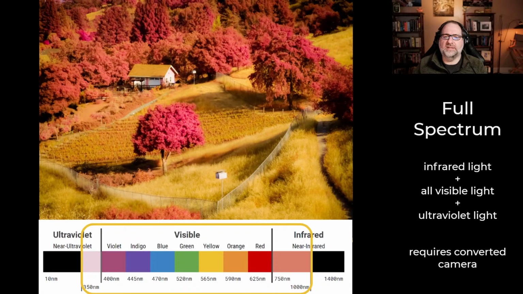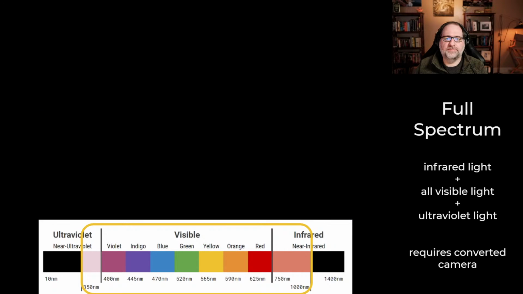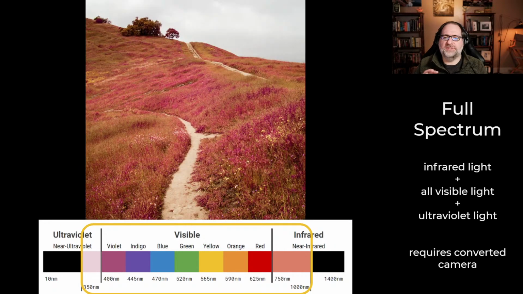So the next style is full spectrum. This is where we use a full spectrum camera, the one with the hot mirror removed. It's just replaced with a clear filter. So this allows the sensor to capture near infrared light, all visible light, and near ultraviolet light. And the resulting images have a red or violet cast from the additional infrared and ultraviolet light. Full spectrum cameras have an additional benefit that you can use additional lens filters to shoot a variety of other styles. So when you're shooting full spectrum, you're going to need a converted camera as well.